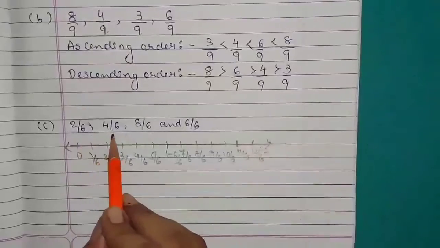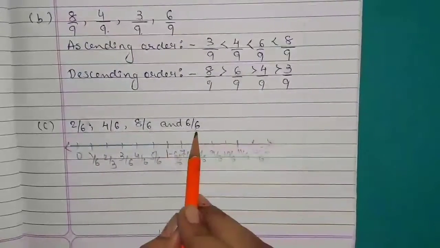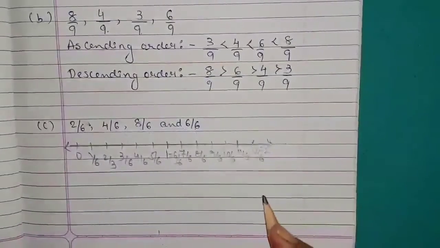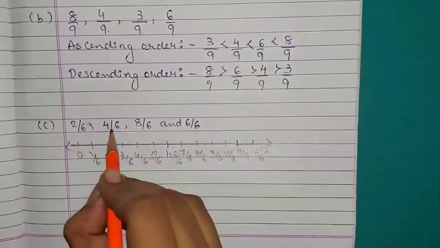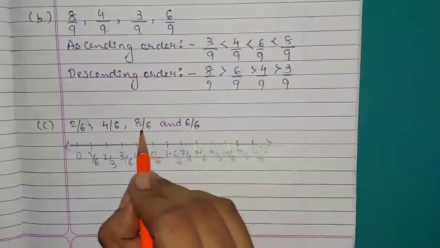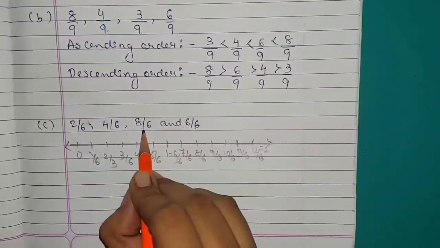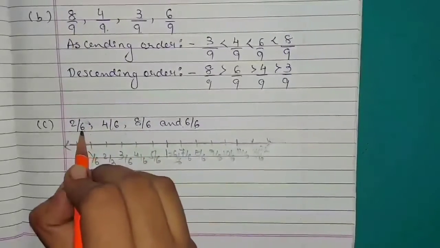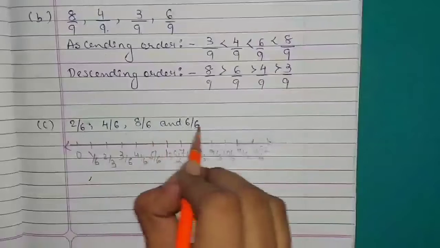2 upon 6, 4 upon 6, 8 upon 6 and 6 upon 6. Now students, here, first of all, which are the proper fractions? 2 upon 6, 4 upon 6 and 6 upon 6. 8 upon 6 is improper fraction. And how many units we will make? We will make 6 units because denominators are same.